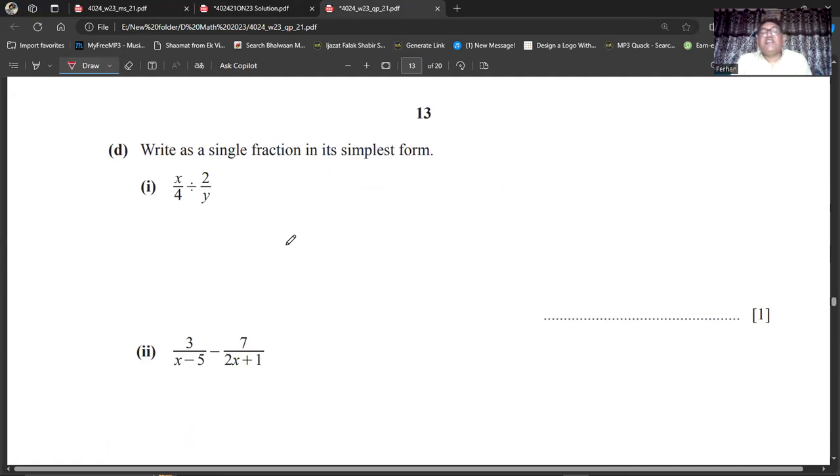Question number 7 is D part. He says, write as a single fraction in its simplest form. So here, the first portion is x by 4 divided by 2 by y. So I will convert this divide sign into a multiplication sign, and the fraction after that divide sign will be reciprocated.